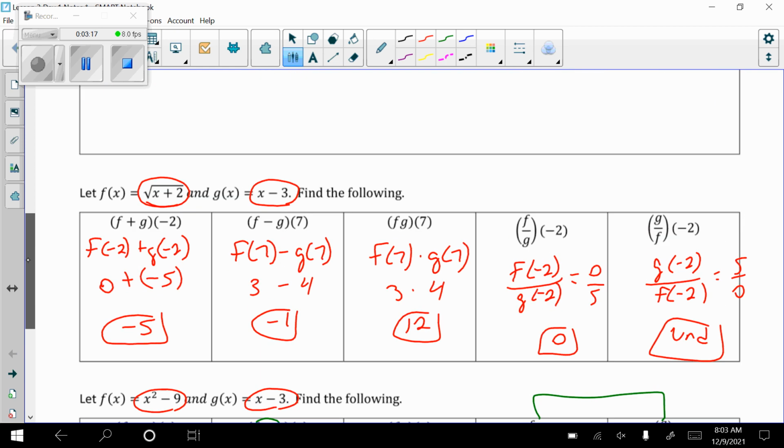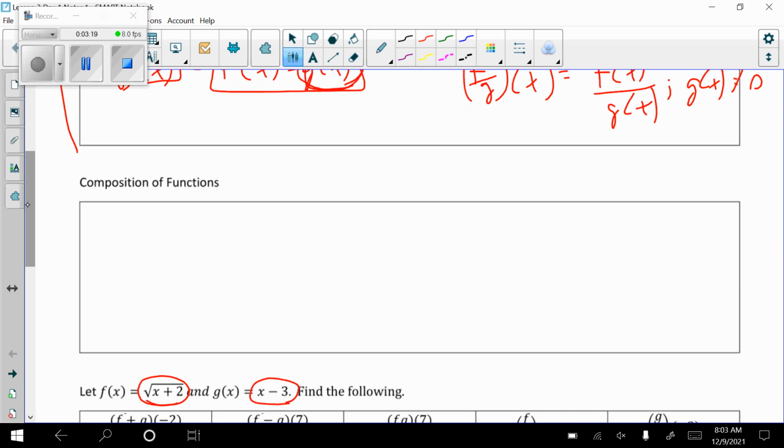So let's go back up here and talk about composition of functions. Composition, you'll see with this open circle. And what this means is f of g of x. Here we're going to work from the inside out. So we're going to do g of x, and then we're going to put it through the f function.